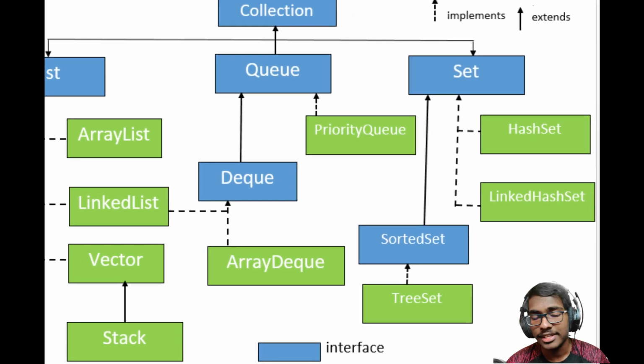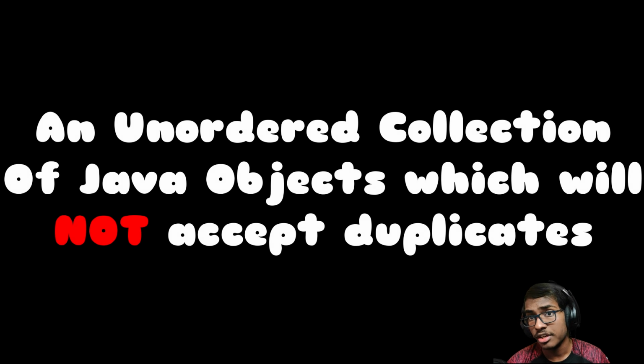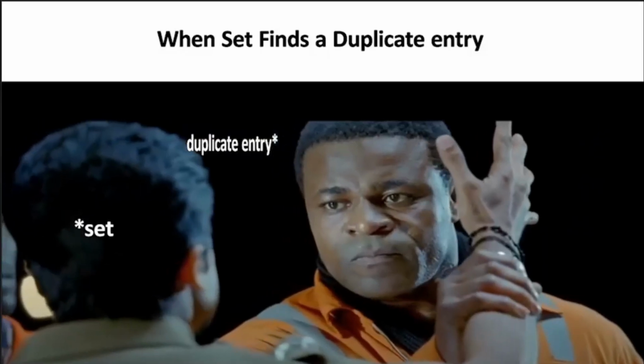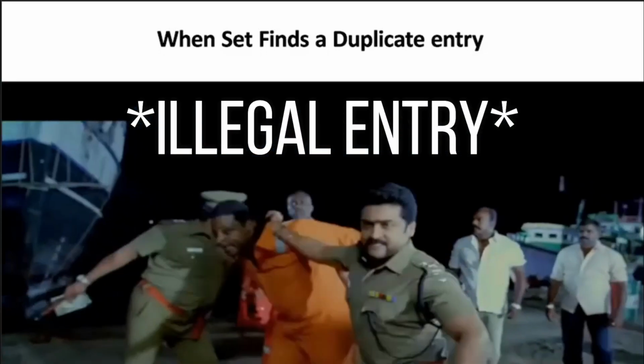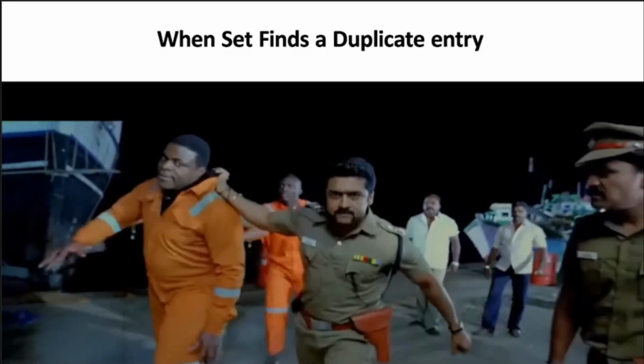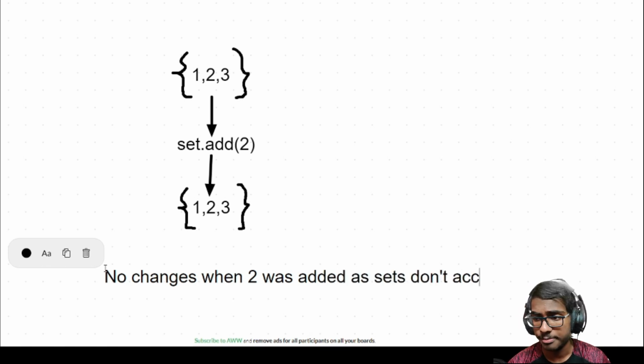Now the set interface also implements the collections interface. And it's an unordered collection of Java objects which will not accept duplicates. I repeat, duplicates will not be accepted in a set. This means that if you have a set of 1, 2 and 3 and you decide to add 2 again to the set, your output is still going to be 1, 2, 3.